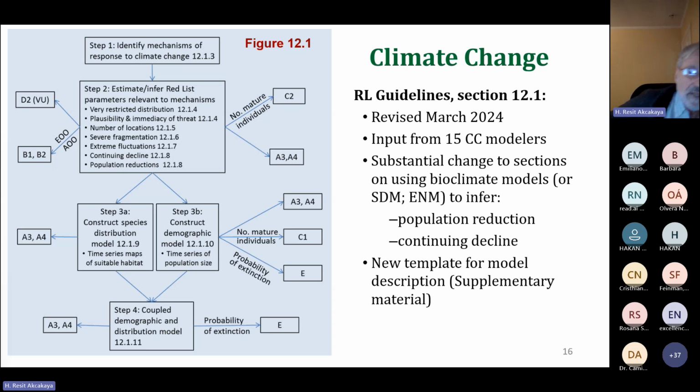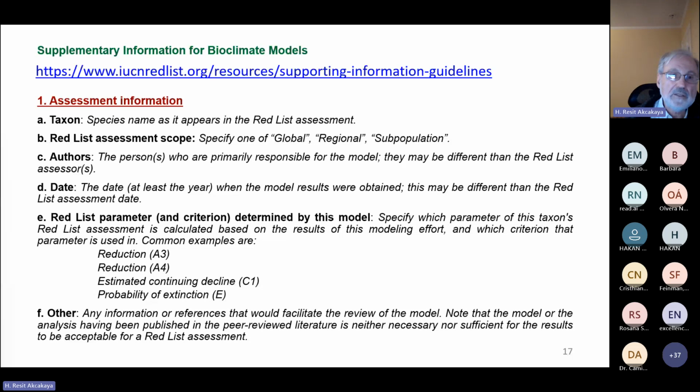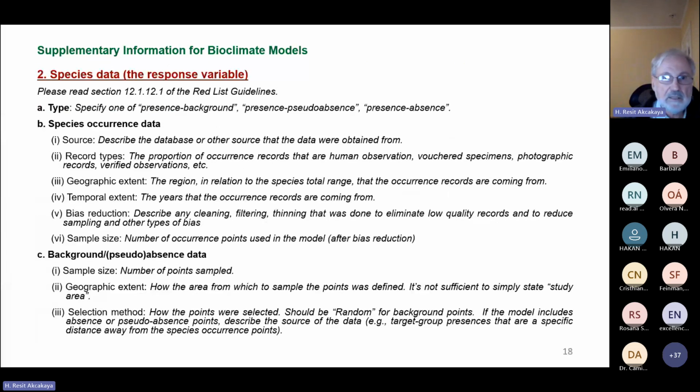So what we decided is to organize this into a new template for supplementary material. So as you know, red list assessments can include supplementary material. And if you are using a model to assess the species under climate change, a bioclimate model, you are now asked to complete this particular type of template. And I'll briefly describe what is in this. So there are, let me see, 6 sections. The first section is very simple. It's just taxon, whether it's global or regional assessment, etc. Basic information.